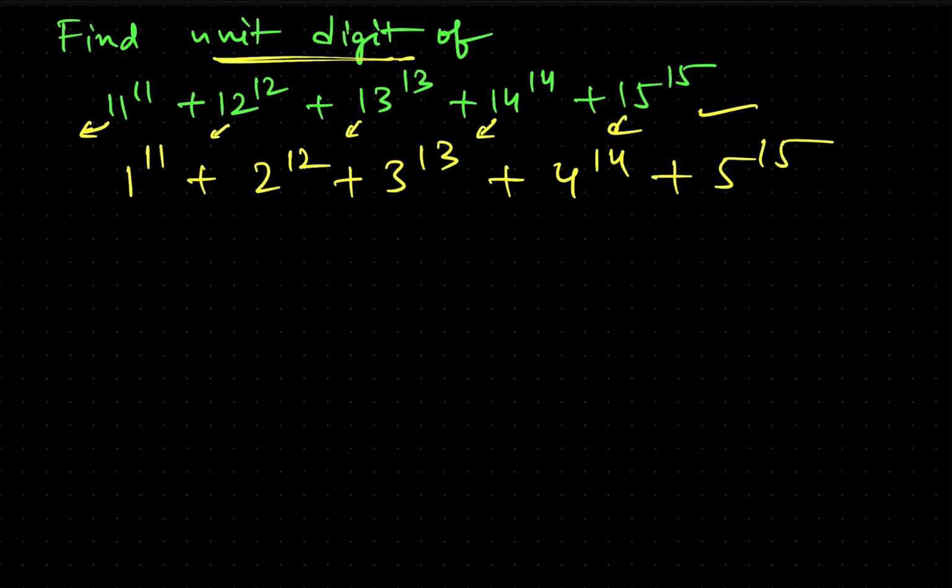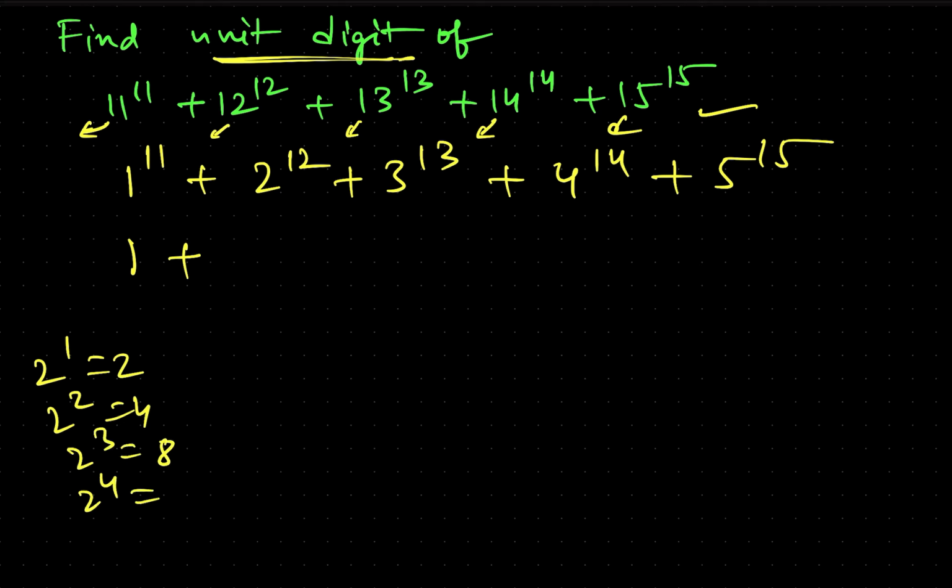Now for every digit we will see what is the cyclicity. For 1 we know that at unit place we will get 1 only. For 2 we know that 2 to the power 1 is 2, 2 to the power 2 is 4, 2 to the power 3 is 8, 2 to the power 4 is 6, and again 2 to the power 5 we get 2. So here at 12, 12 is a multiple of 4, so we will get 6 at unit place.